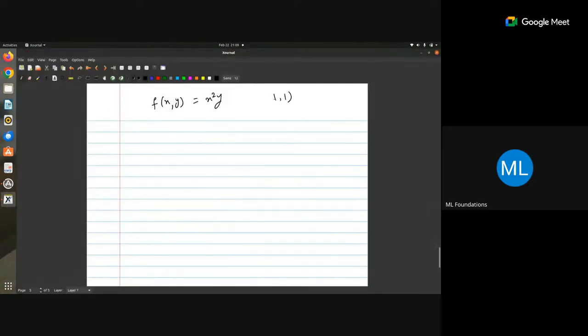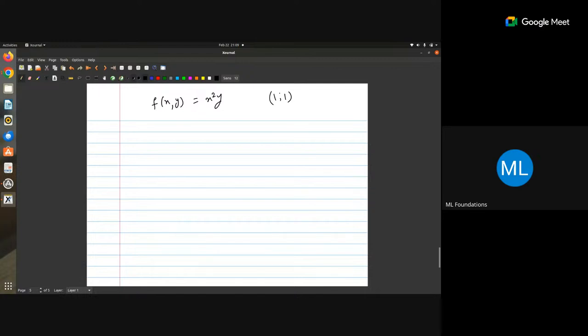So the point is 1-1, right? Okay, so this is actually multivariate, right? Yes, because there are two variables, x and y. Or I can say it's two dimensions, right? It's not the single dimension. We have two dimensions, x and y.